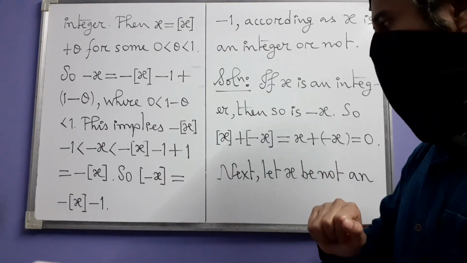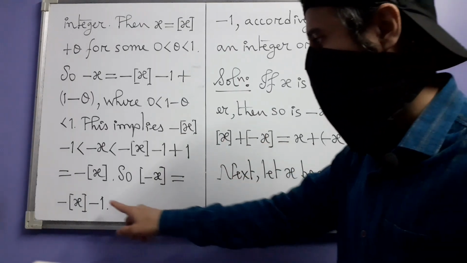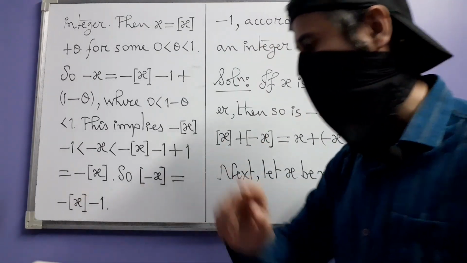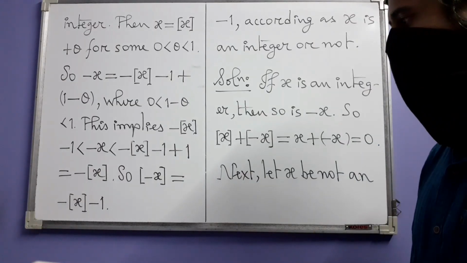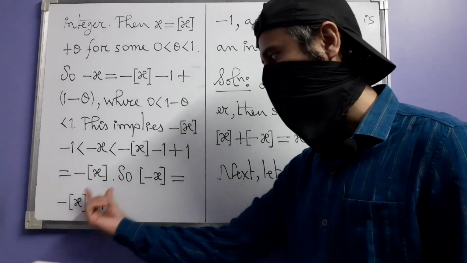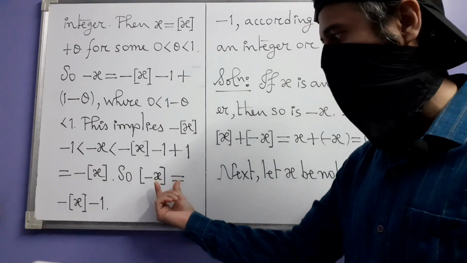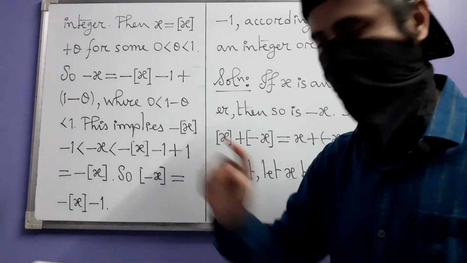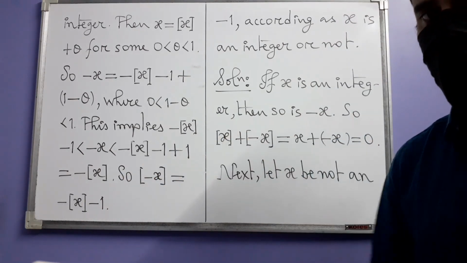And now there is only one more thing to do: you add greatest integer value of x on both sides. So that way you will get greatest integer x plus greatest integer of minus x equal to minus 1. That's what we wanted to show.